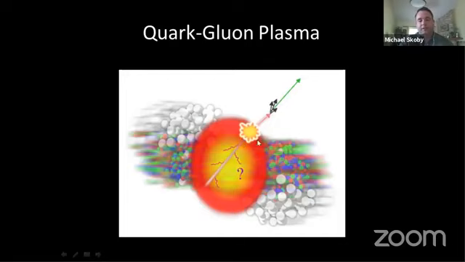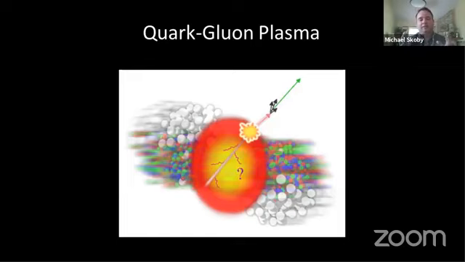This big yellow and red thing is the fireball created in the collision. So if you have this jet that happens to be created on the surface, you'll see one jet with all of its energy and momentum come out, but the jet that you expect to see come out the other end is going to interact with the particles in the fireball, and when it's interacting with those particles, it loses energy. So by the time these particles reach the other end of the fireball, they've lost most or all of their energy, and therefore you don't see a jet coming out the other end. So we can use these jets as a probe to understand the medium that's created in these collisions.